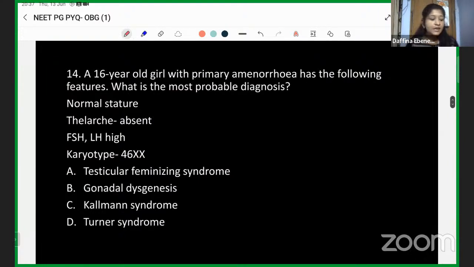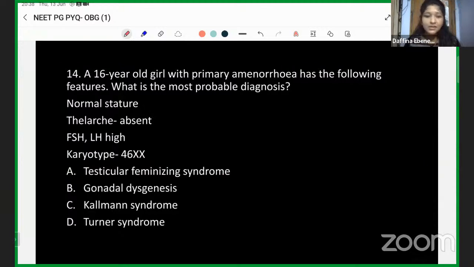Okay. A 16-year-old girl with primary amenorrhea has the following features. What is the most probable diagnosis? Okay. There are two important tables that you need to know when it comes to primary amenorrhea if you want to answer the questions. Okay. First, we look at this question. What is the most probable diagnosis?